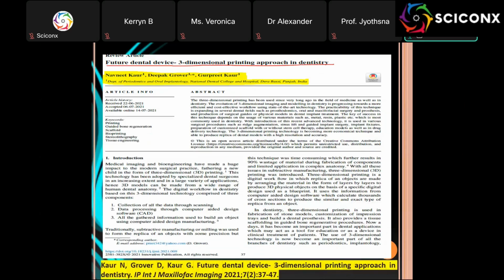So this is one of my articles which was already published in the year 2021 in the IP International Journal of Maxillofacial Imaging, with the name Future dental devices: the 3 dimensional printing approach in dentistry.